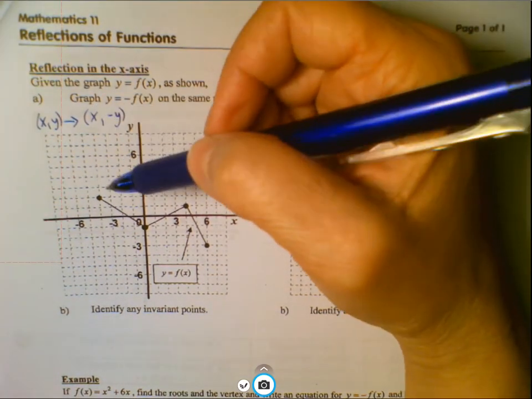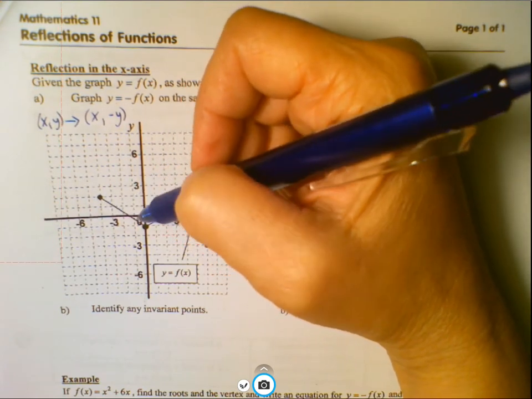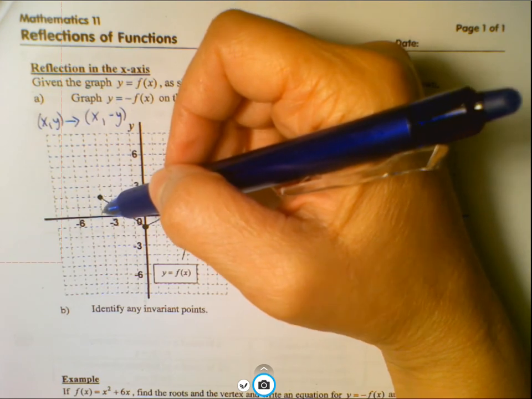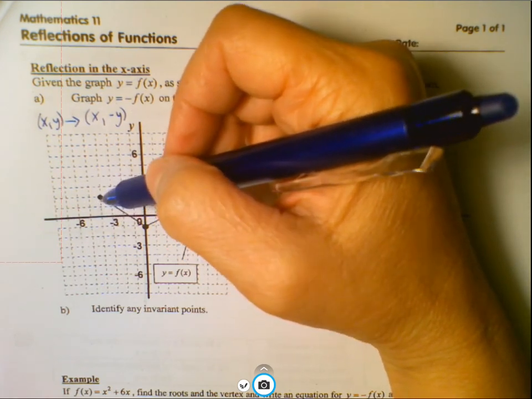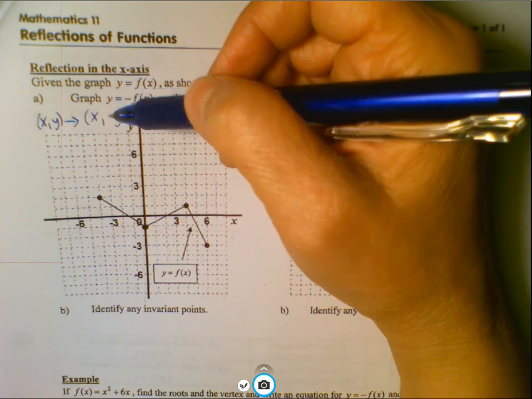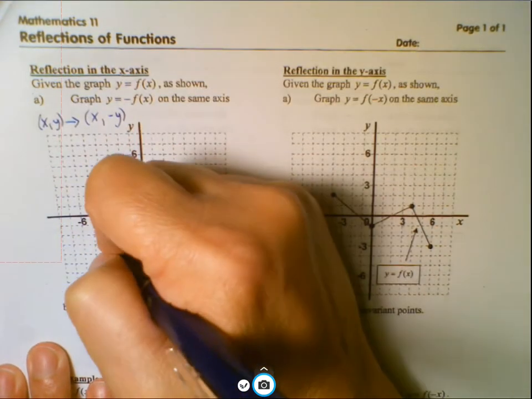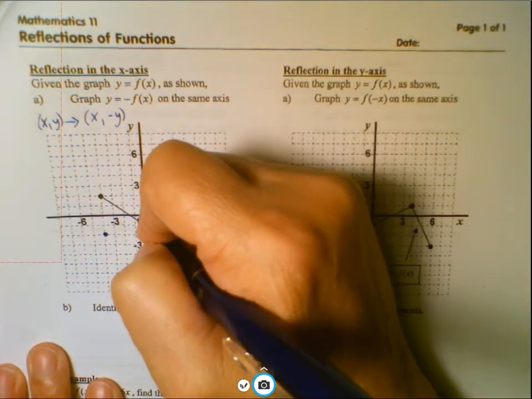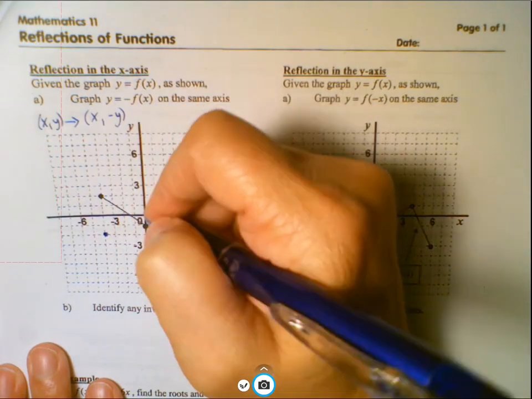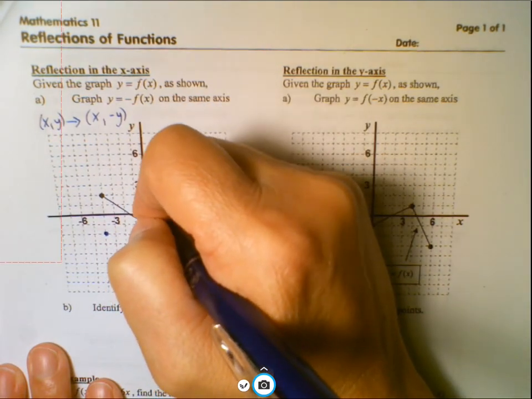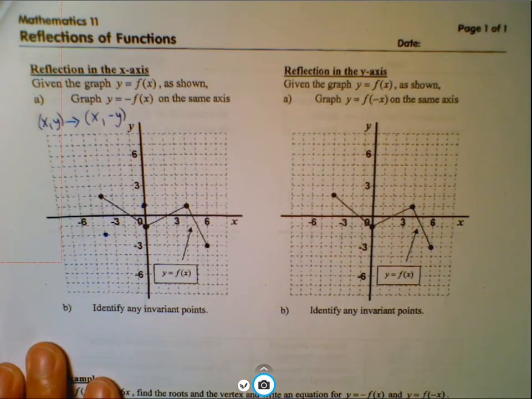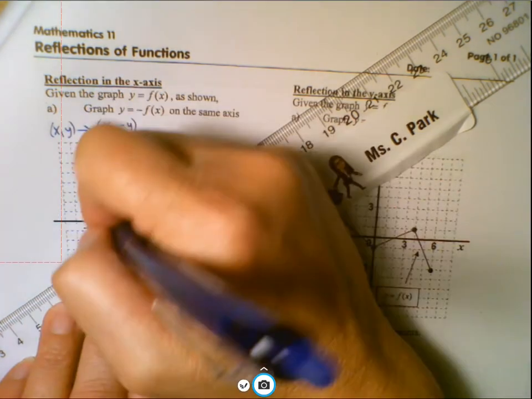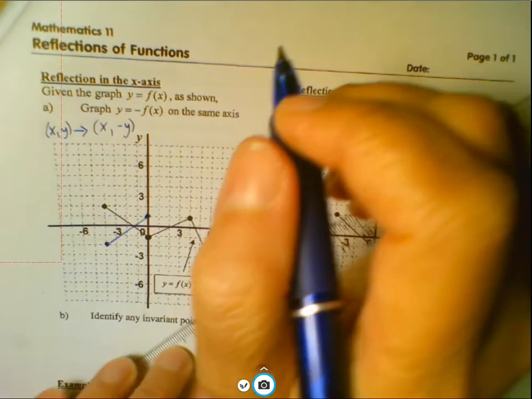So let's take each point. This one here is (-4, 2). If I take that point (-4, 2) and apply the mapping rule, my new point is going to be (-4, -2). So I'm going to have a point there. Here's (0, -1). Apply the mapping rule. I'm going to get (0, 1) over here. And I'm just going to connect these dots as I find them so that we can see what the resulting graph looks like.